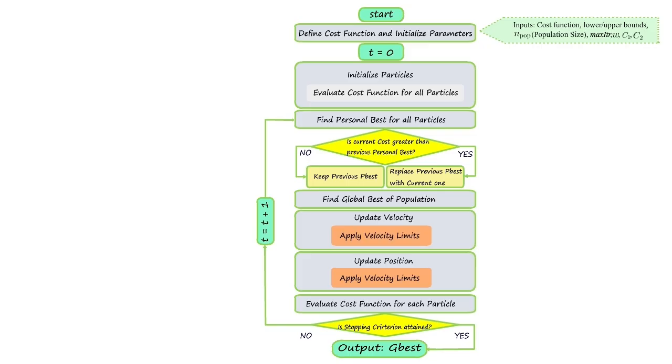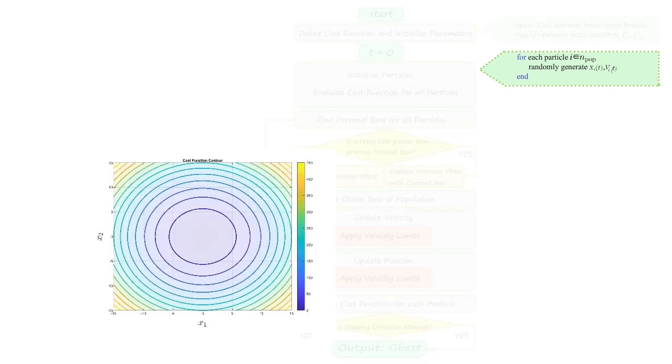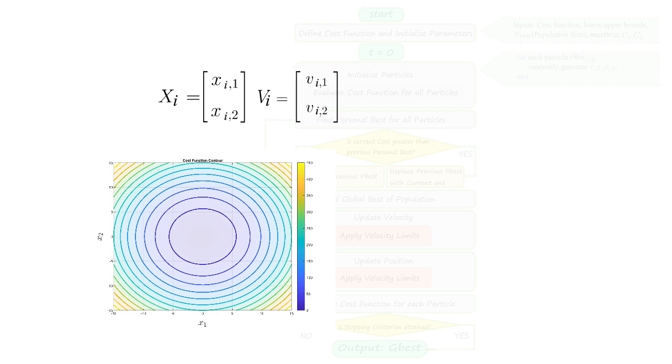Now, in the next step, we will initialize the particles. Each particle starts with a random position and velocity. For our problem where the cost function is the 2-dimension sphere function, the position has 2 elements in x and y direction. For example, the position of the ith particle, xi, is defined as a 2-dimensional vector. The same applies to its velocity.